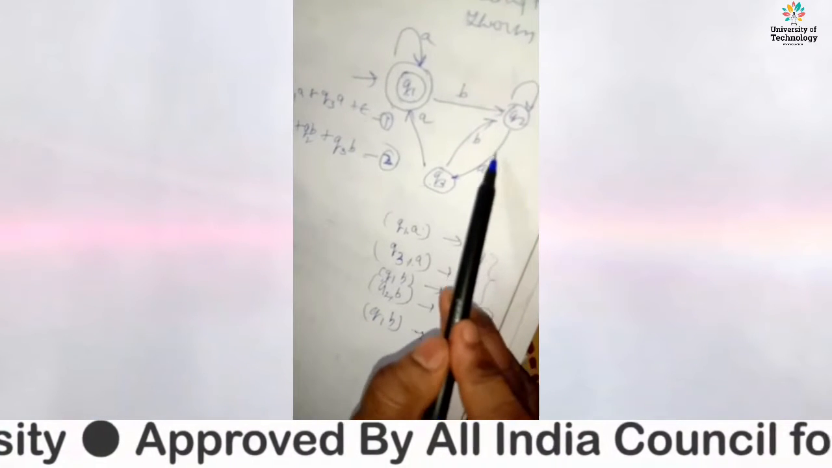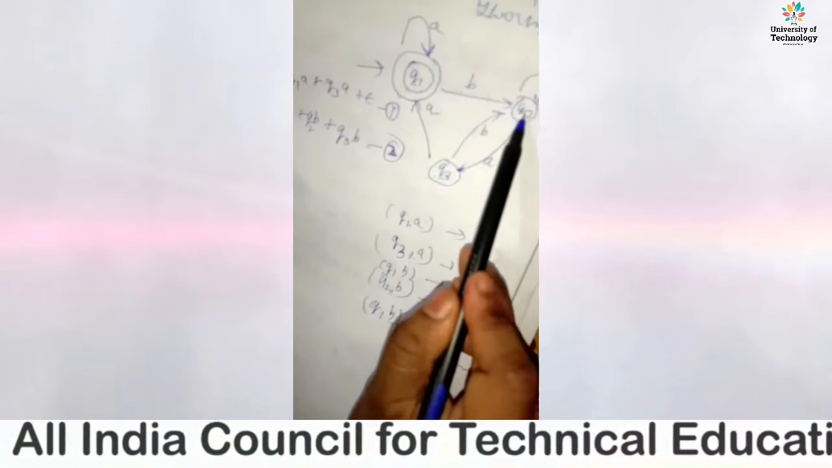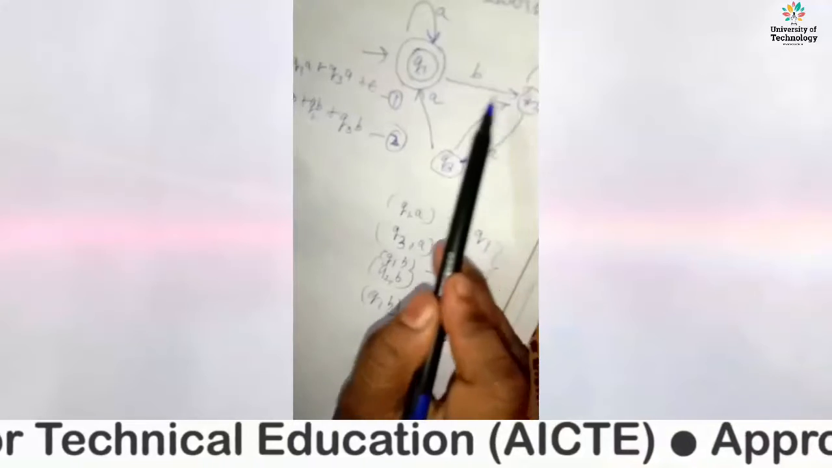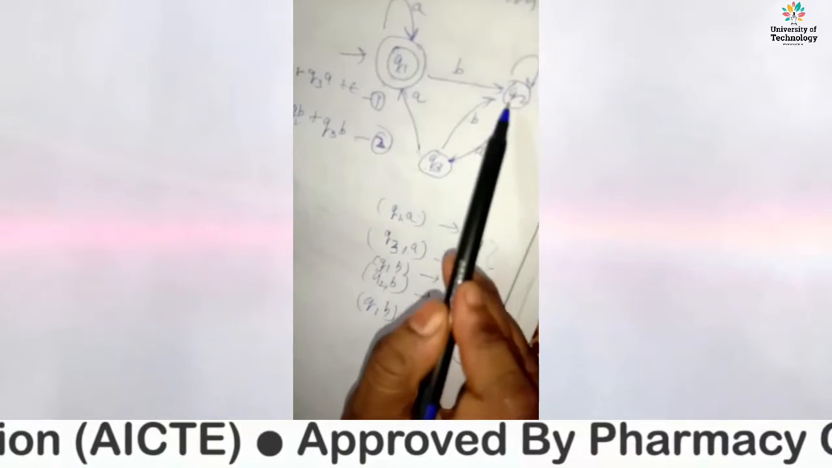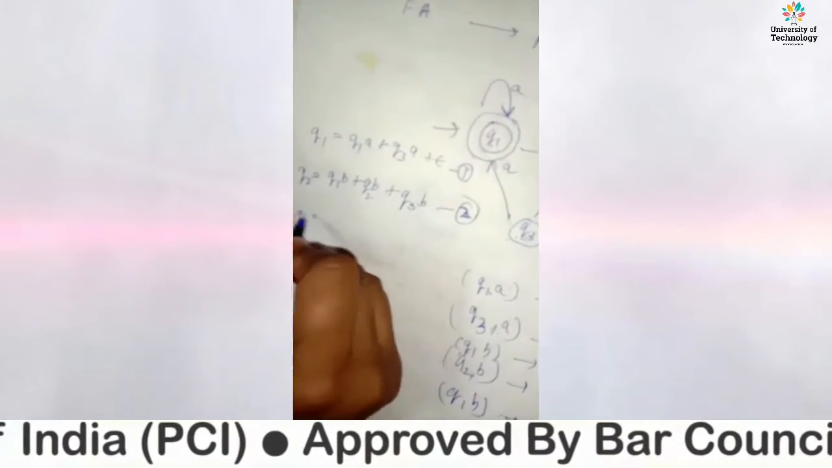Q2 on input A reaches Q3. Is there any other way by which you can reach Q3? No. There is no other entry, no other arrow towards Q3. Only one arrow is there, and that is from Q2. So you can write Q2A, then you can reach Q3. This is clear. So Q3 is equivalent to Q2A, right?